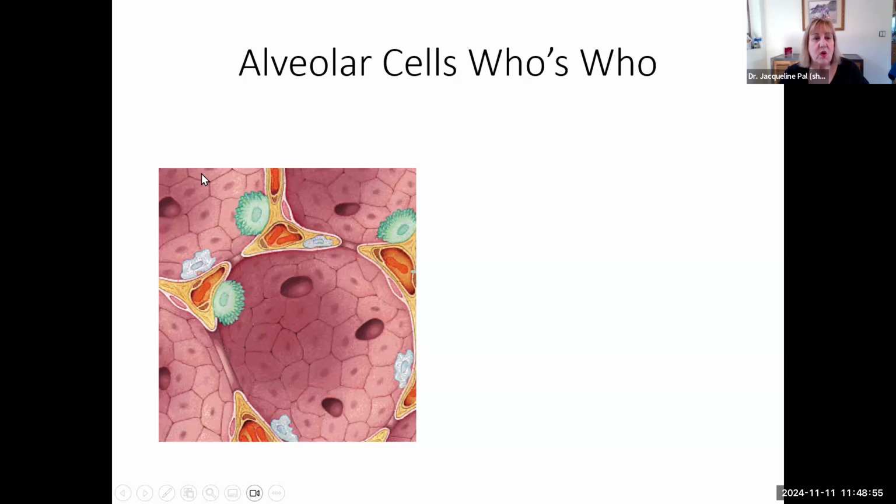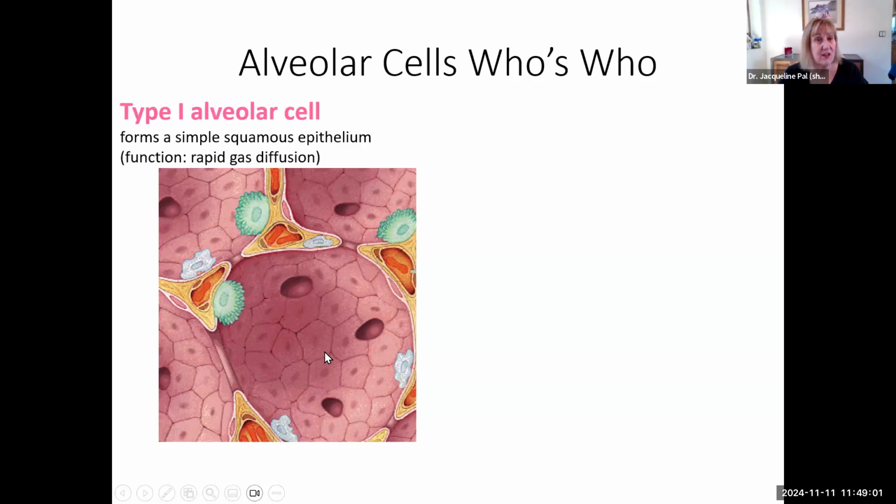As you can see, the majority of cells are going to be these rose-colored cells, and so these cells are called type 1 alveolar cells. Why? Because they were the first ones to be named. And these are the cells that are forming the epithelial lining, which, if you look at them, they look like fried eggs. So these are a simple squamous epithelium, the thinnest type of epithelium. And you can see that right here. Do you see how thin this is? And there's the nucleus bulging, and there how thin it is. And so the function of this cell is going to give us rapid gas diffusion.